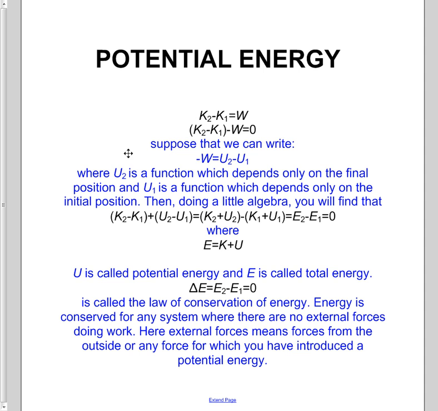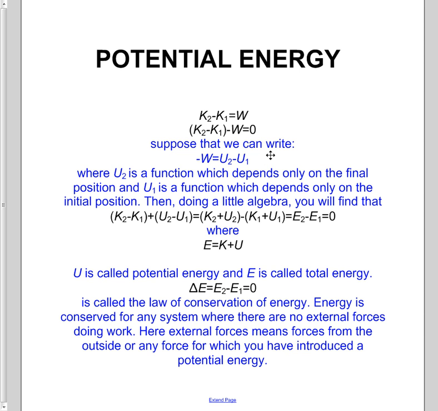What we know is that the change in kinetic energy is equal to the work done by any forces which are doing work in the problem. So what I'm going to do now is take this work and move it to the other side of the equation. So now we have K2 minus K1, the change in kinetic energy, minus the work done is equal to 0. Okay, that's just simple algebra.